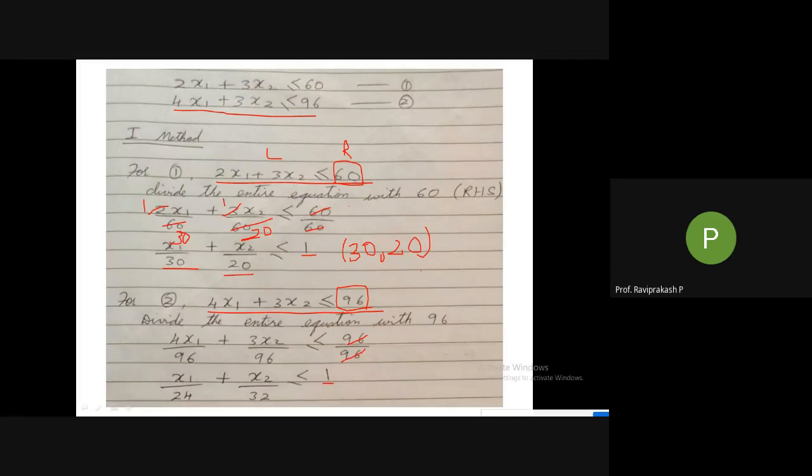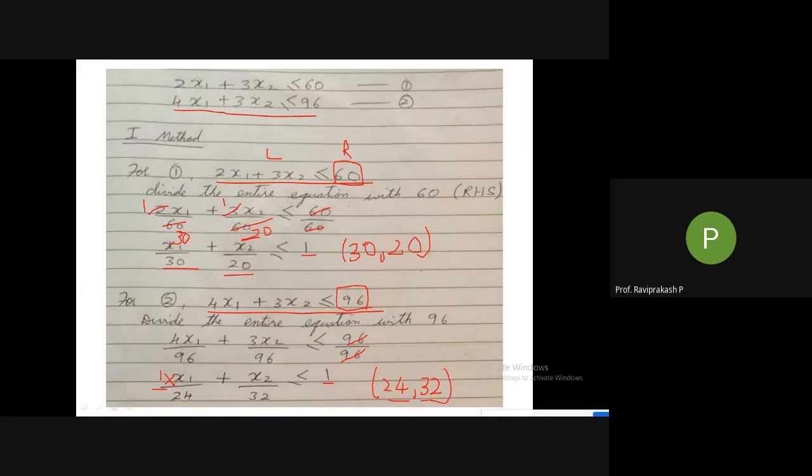If you divide 4 by 96, 24 4s are 96. You can use your calculators also. 4 divided by 96, you will get 1 by 24. So 1 into x is x. So it is x1 divided by 24 plus 3 divided by 96 is 1 by 32. So it is x2 divided by 32, which is less than or equal to 1. Here whatever I am getting, 24 is my x1 and 32 is my x2, or this is the x-axis and this is the y-axis.